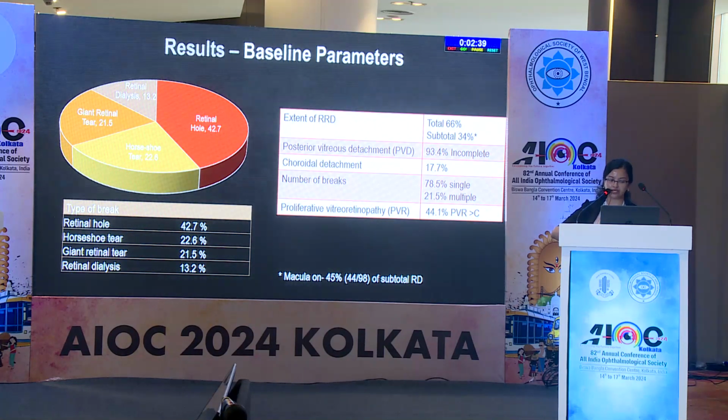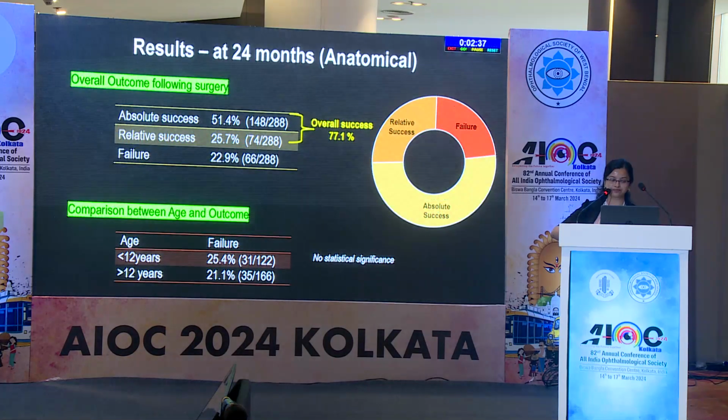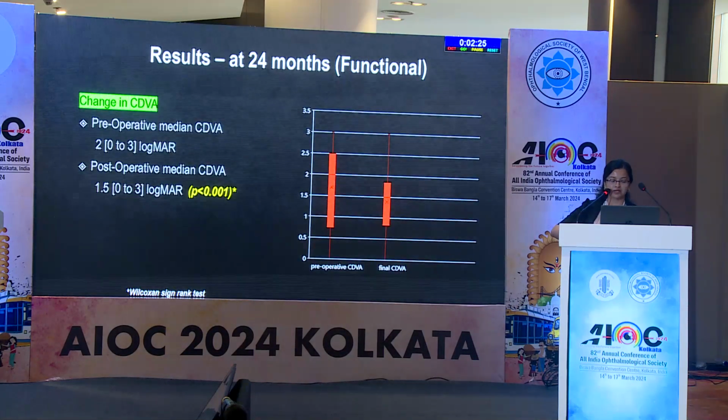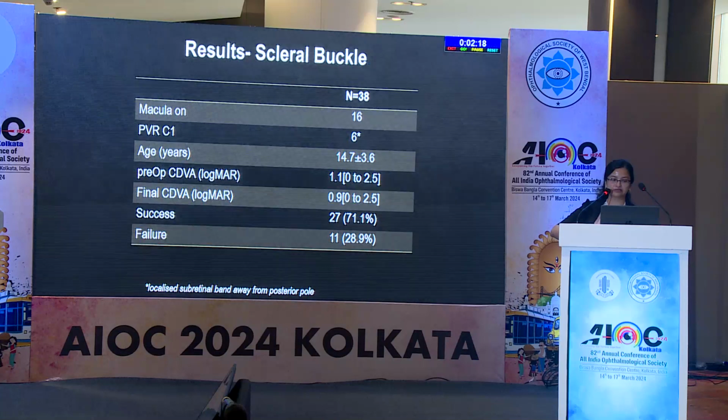Most common type of break noted was retinal hole. Moving on to the outcomes at 24 months, the overall success was 77%, while comparing the failure based on age less than 12 years and more than 12 years, it was comparable. The visual acuity had improved from 2 to 1.5 logMAR at 24 months, which was statistically significant. Moving on to the group-wise analysis, in scleral buckle, the success was 71%.